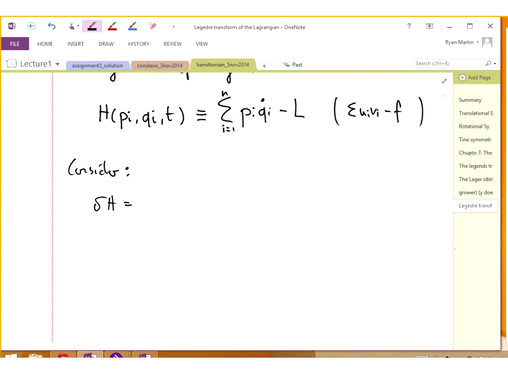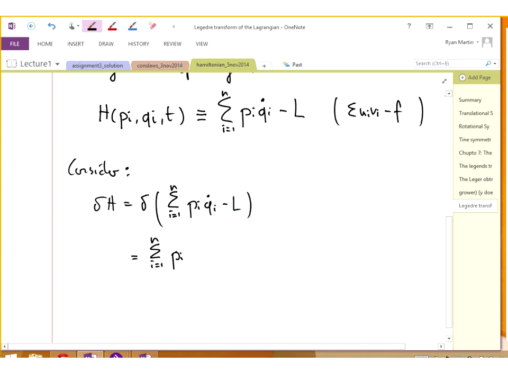So delta H, and I'm going to redo the same derivation again, because in this case we're not actually doing the case where the Wi's are the same number as the Ui's, right? Because we have an extra T in there. So that's going to be delta of the definition, which is delta of the sum from i equals 1 to n of p_i q_i dot minus L.